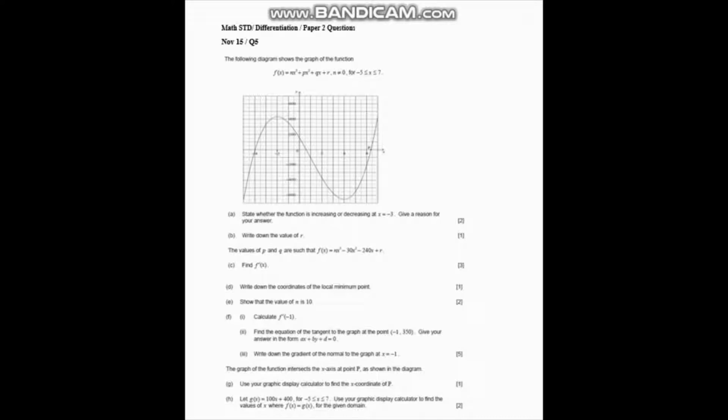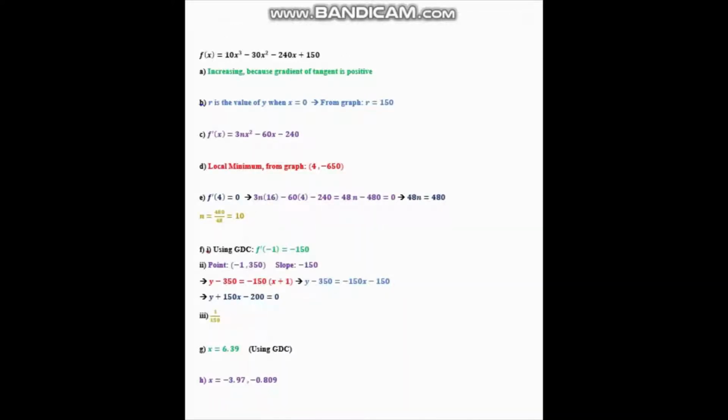In double I, I'm required to find the equation of the tangent to the graph at the point negative 1 and 350. So I need a point and a slope. I have the slope from I, and the point is given in double I, so I have everything I need. I need to write the equation in this form right there. So I just substitute these values into the point slope formula and I expand and simplify, hence arriving at this final equation.